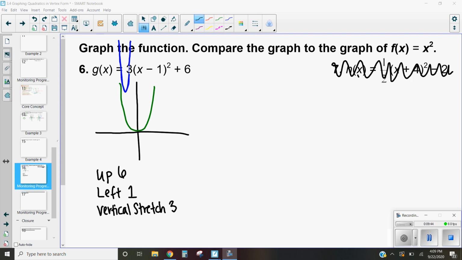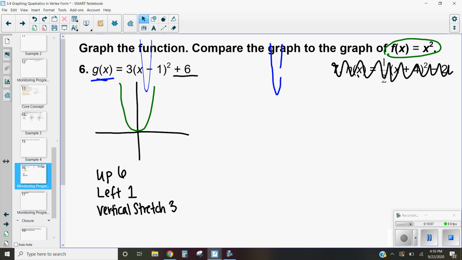Okay, hopefully you've had a chance to go over these. Now, as we compare these 2 graphs, we were comparing it again to that f of x equals x squared. So I have that one graphed in green. My other function, that g of x, I have graphed here in blue. Now, as I read this equation, what I saw is that I needed to go up 6 and to the right one, and then a vertical stretch of 3. So we want to move to the right one.